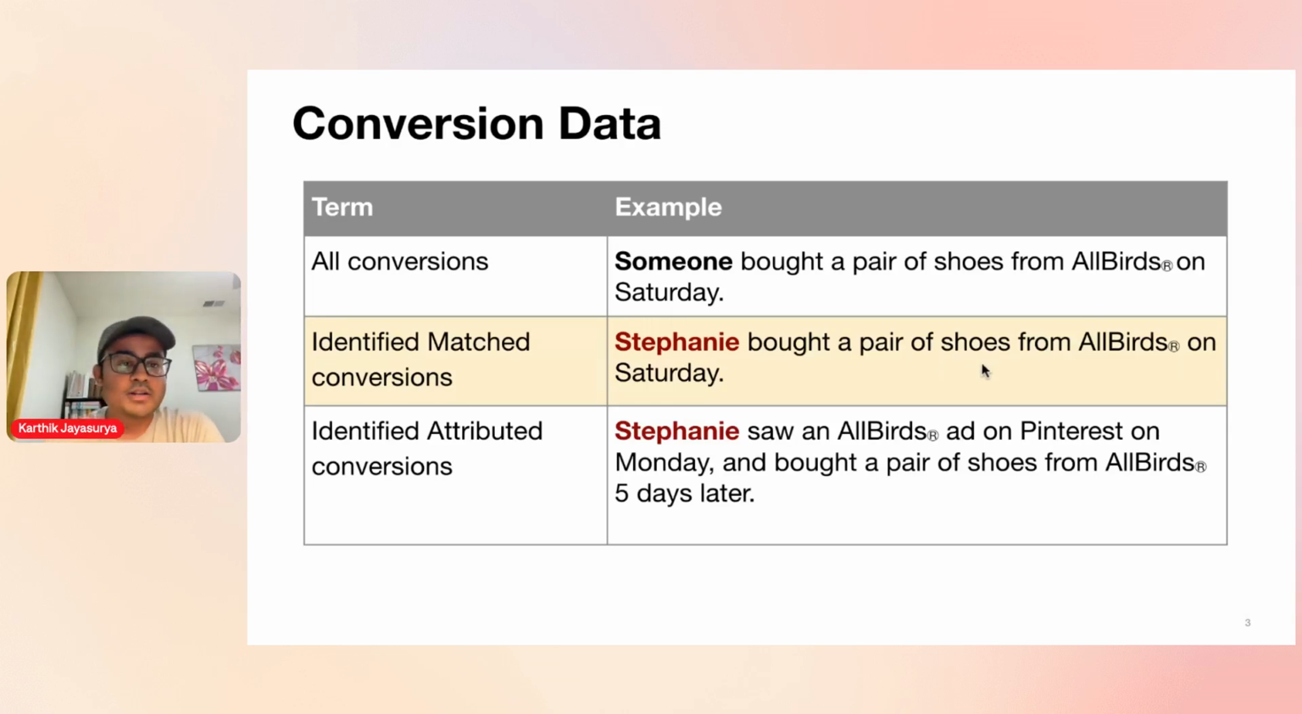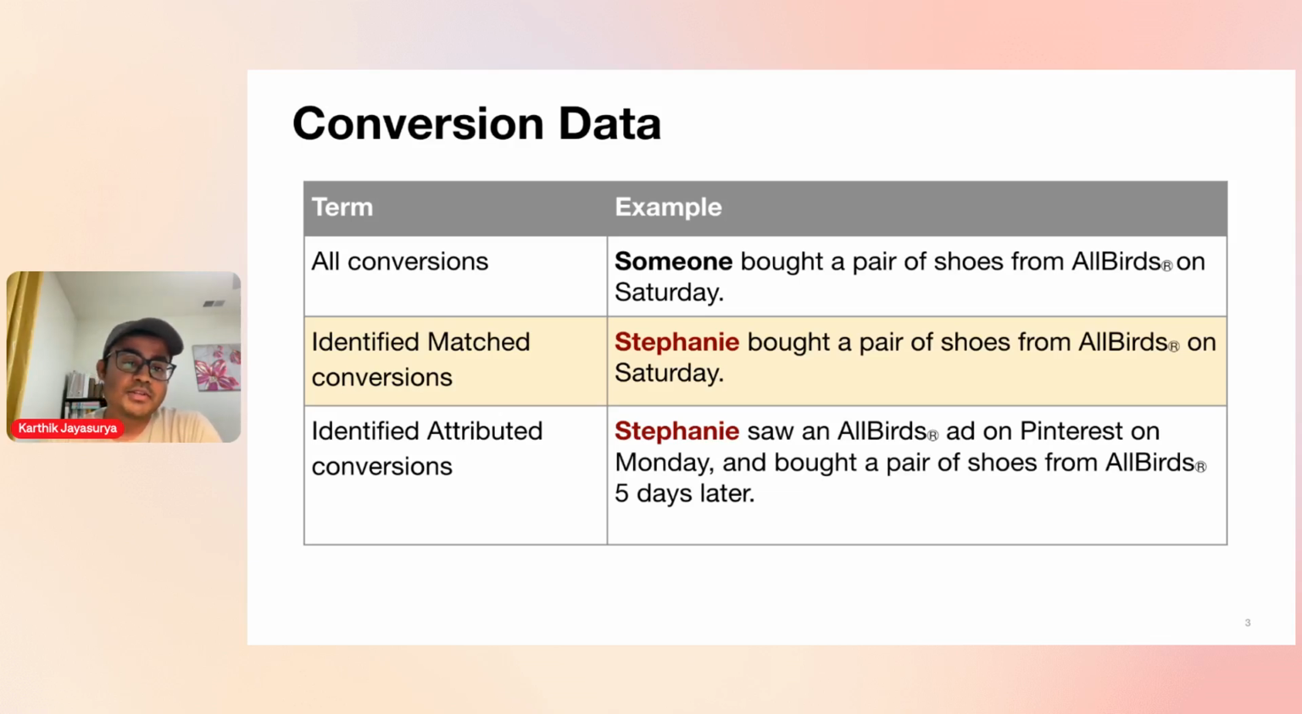Okay, so first, let's go to what is conversion data. Pinterest advertisers send us event logs that happen on their app, website, or physical stores. These are called conversion events. When Pinterest gets those conversion events, the user match team at Pinterest maps these conversion events back to a specific pinner, and these become identified match conversions. That's what's highlighted in yellow. And let's say we are able to map a specific event to a Pinterest user, Stephanie.